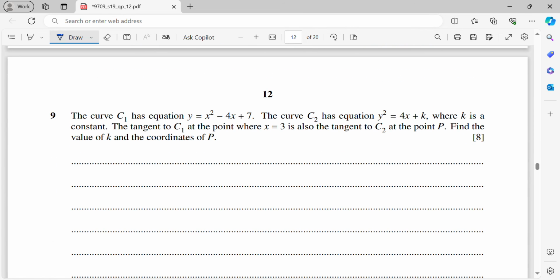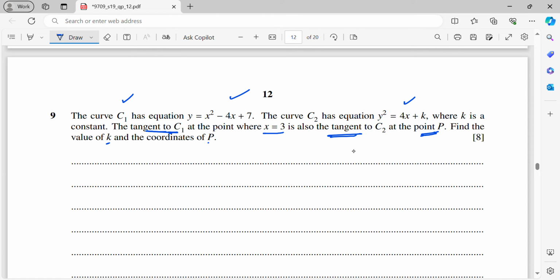Okay, now next question, number 9. The curve C1 has equation y equals x squared minus 4x plus 7, and then C2 has y squared equals 4x plus k, where k is a constant. The tangent to C1 at the point where x equals 3 is also the tangent to C2 at the point P. Find the k and the P.